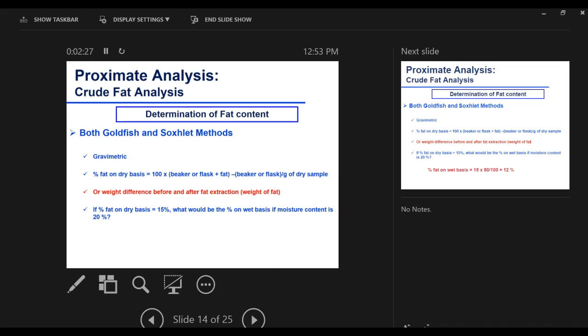Or like you did in the lab, you take the weight of the thimble and the sample, and the difference in weight after fat extraction is the fat that was removed by the solvent. So, and then you get the amount of fat, and you divide it by the weight of the sample, and then you multiply by 100. Okay.